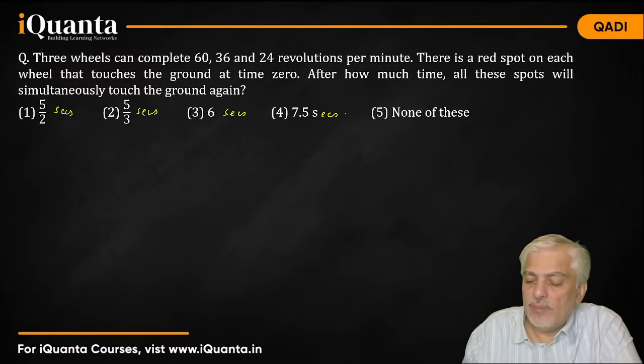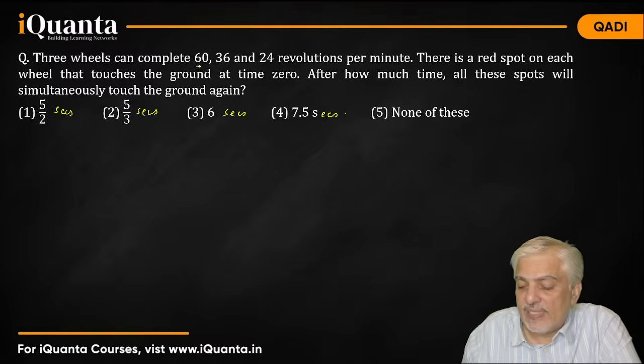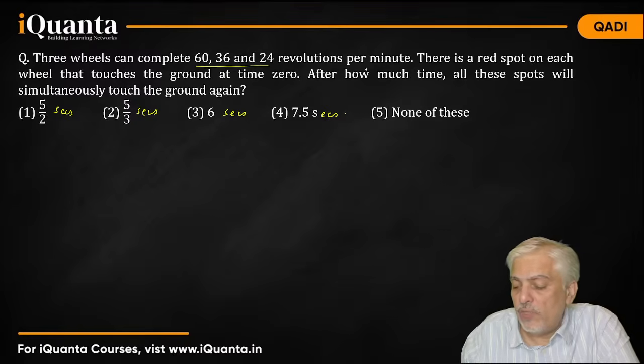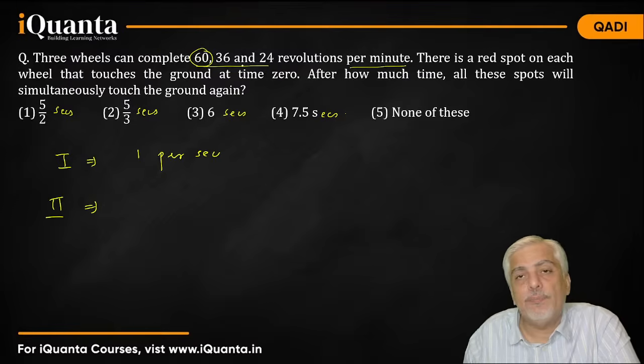Okay. 3 wheels can complete 60, 36 and 24 revolutions per minute. So first let's convert it to per second. First wheel, 60 revolutions per minute. That means 1 per second. 60 divided by 60. Second one, 36 per 60.